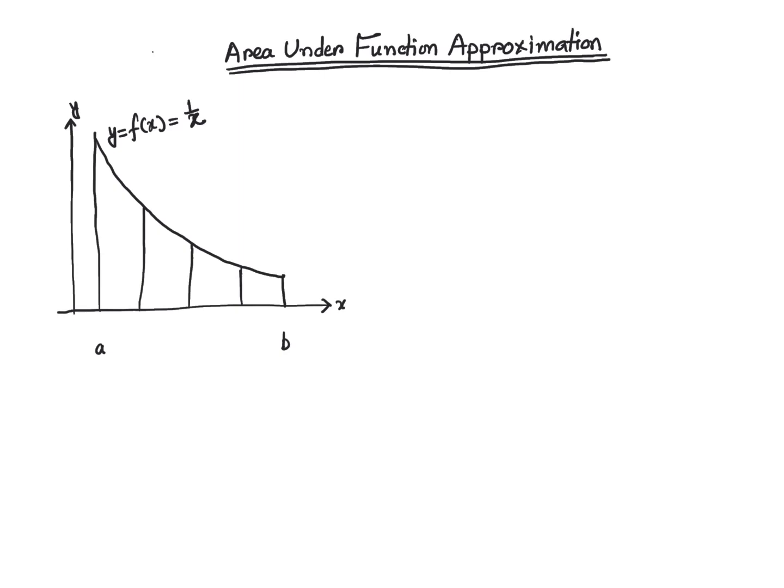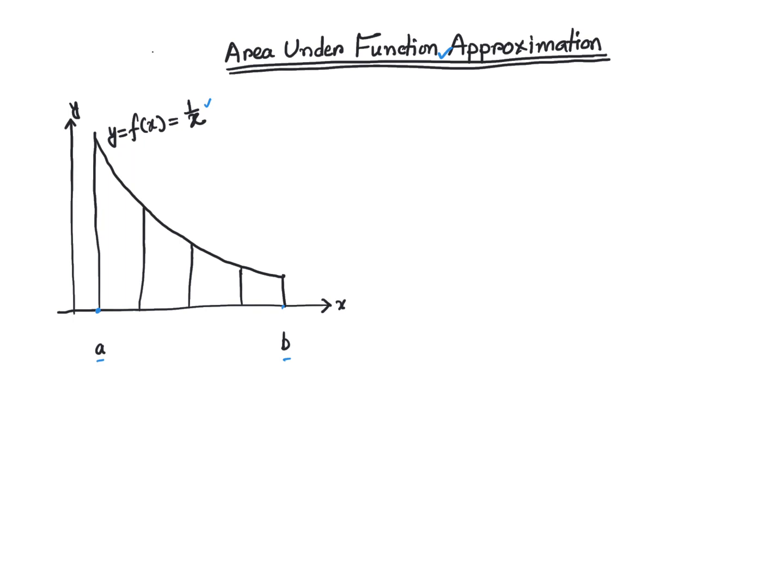In this video, I'm going to approximate the area under a function. The function in our case is 1 over x, which is this function, and we are going to approximate it from point A to point B, which is from this point to this point. We are going to approximate it by dividing the area under the curve into smaller rectangles.